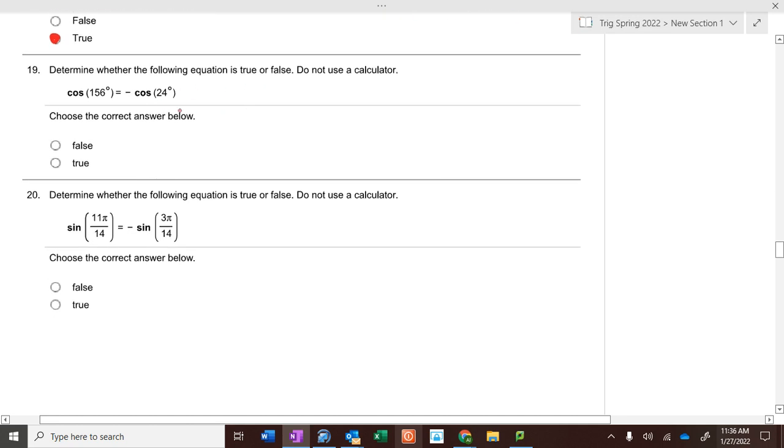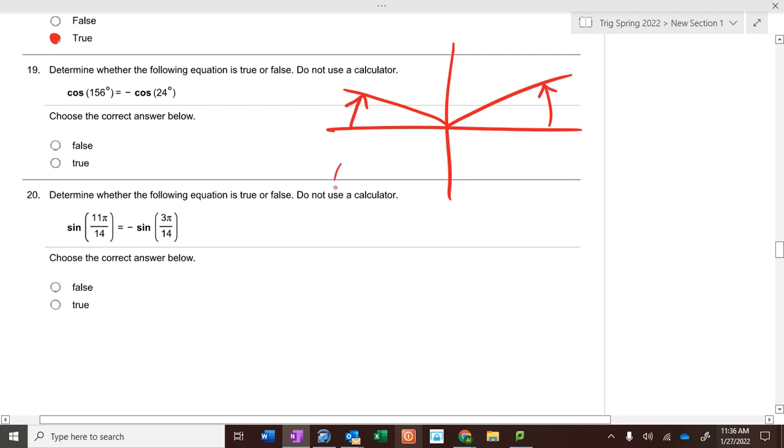Cosine of 156, cosine of negative 24. Now, you can't use your unit circle for this. You got to use your brain for this. Okay? We're here and we're here. Cosine of 24 degrees is the same as how far up here, except what types of signs do they have in the first and second quadrant? They have opposite signs. This says they're the same number but opposite signs. And the answer is yes. They're the same number but opposite signs.